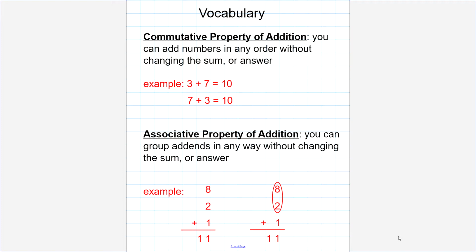In the first example, we did not group any of the numbers. We just added all three of them, 8, 2, and 1. However, the associative property of addition tells us that we can go ahead and group the numbers in any way. Since we know that 8 and 2 make a 10, we will group those together. We'll group the 8 and the 2 to make a 10 and then add the 1. 10 plus 1 is 11. We can group those addends, 8 and 2, together to make the 10 because the associative property of addition tells us that we can group the addends without changing the sum.